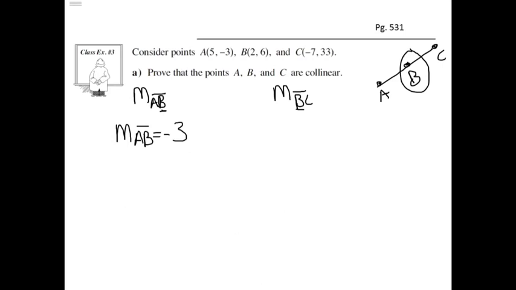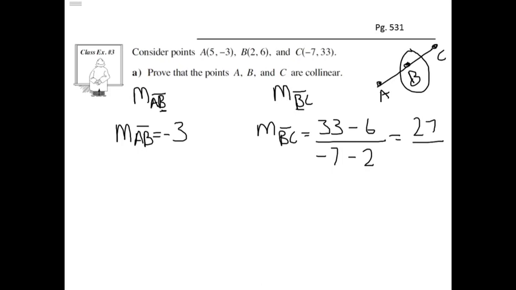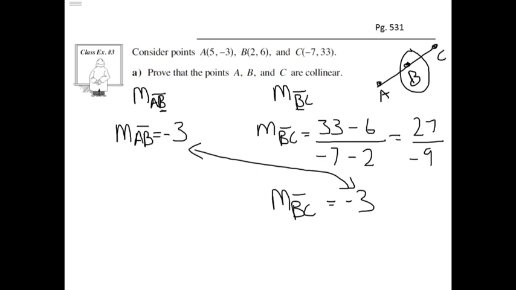Let's work with the slope for BC. In that case, y2 will be 33, y1 will be 6, x2 will be negative 7, and x1 will be 2. Okay, so 33 minus 6 is going to be 27, and negative 7 minus 2 is going to be negative 9. This can be reduced all the way down to negative 3. Now you'll notice both of these are the same, and like I said before, they share a common point. So these are collinear.